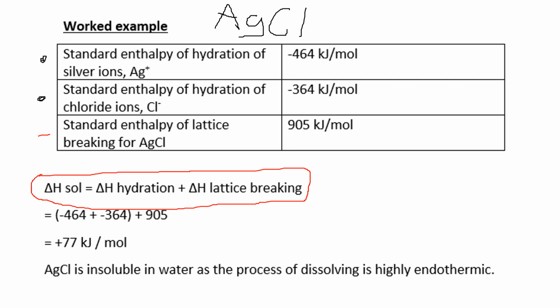So in this case it's minus 464 plus minus 364. That gives you your enthalpy of hydration. Then you add the 905, which is the enthalpy of lattice breaking. That gives you a value of plus 77.